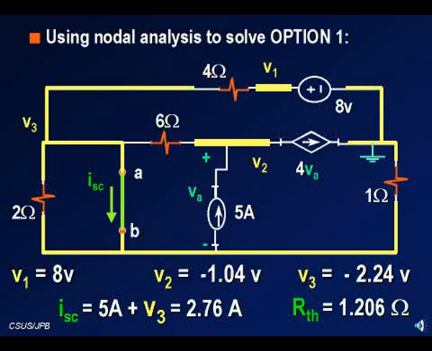Other things that I do, I select a reference node, which is at the negative terminal of my 8-volt source. By doing that, I automatically will know the value of V1. That simplifies my problem, and I will only have 2 unknowns, V2 and V3. After that, it's a very standard node analysis problem with 2 unknowns, V2 and V3. Calculate I short circuit, which is 2.768, and I can calculate the Thevenin resistance by simply doing the ratio of VOC to I short circuit, and I find 1.2 ohms. This is a valid way to calculate the Thevenin resistance. Next, I'm going to show you two other options which are equally important.